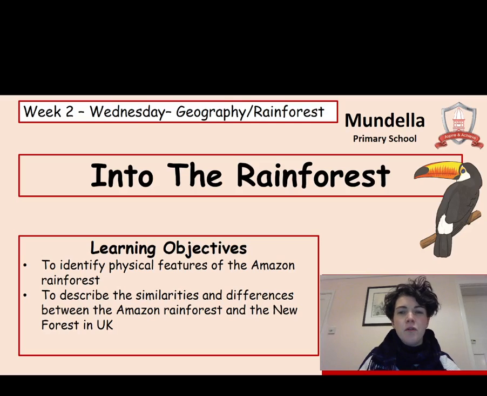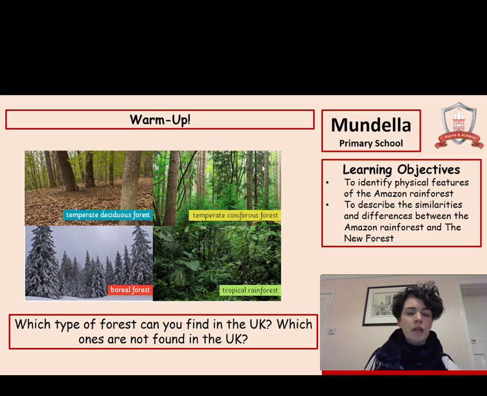We're going to be continuing our work on Into the Rainforest and our learning objectives today are to identify the physical features of the Amazon rainforest and also to describe similarities and differences between the Amazon rainforest and the New Forest in the UK. So as a warm-up, I'd like you to decide which type of forest you think you can find in the UK.